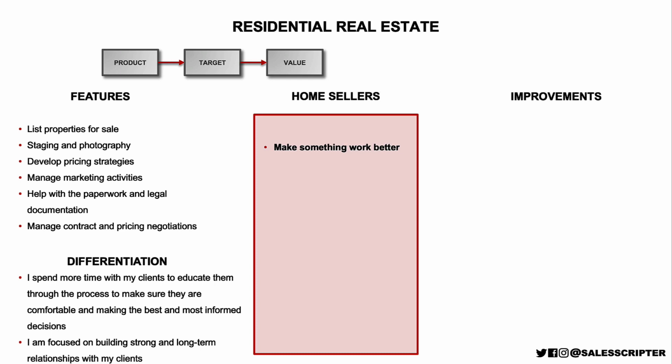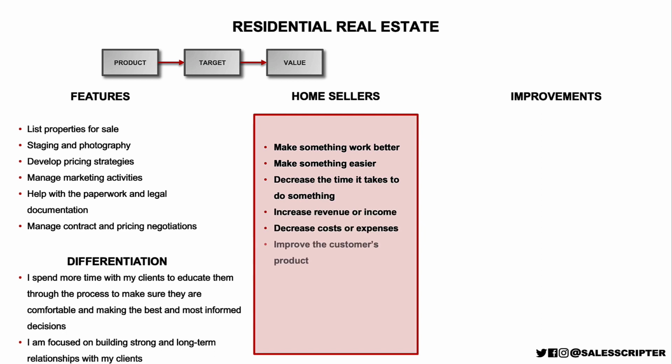And that is that we can often help to make something work better, make something easier, decrease the time it takes to do something, increase revenue or income, decrease costs or expenses, improve our customer's product, decrease the risk of something bad happening, improve visibility or access to information. So what we can do is look at each of our features or differentiation points and compare that with those common areas of improvement and think to ourselves, does this particular thing that we do help in any of these?